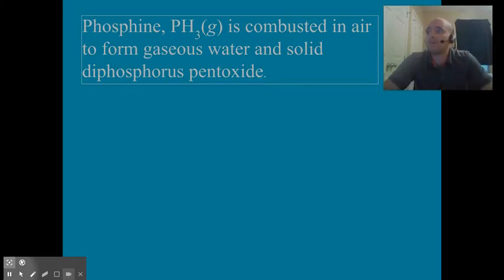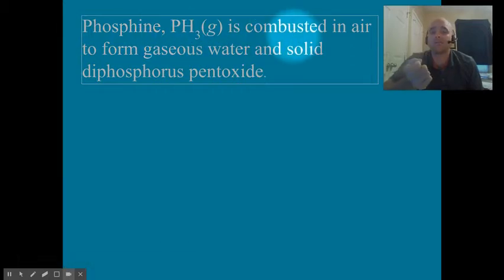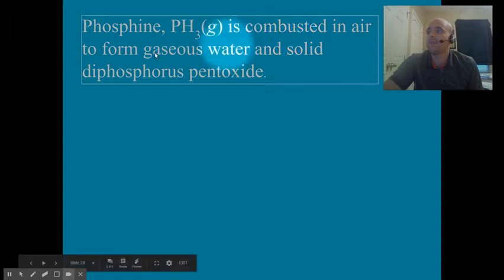So if phosphine is combusted in air to form gaseous water and solid diphosphorus pentoxide, I will need to look at my context clues. I know that my noun, phosphine, is combusted, so I know that I'm going to be adding oxygen to it. And it forms, so that will be my yield sign, gaseous water, that would be H2O with a gas on the end of it, and solid diphosphorus pentoxide.